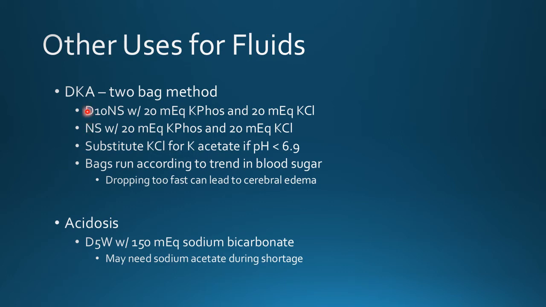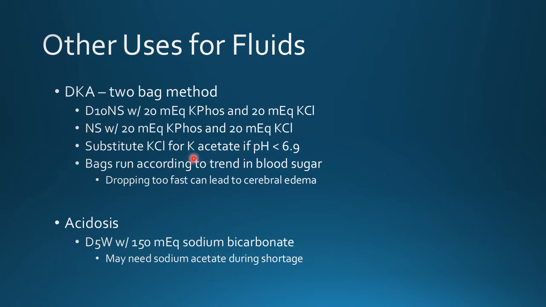Or if their sugar is dropping too quickly, which you'll learn in DKA, you don't want to correct the sugar too quickly if it's been a few days due to cerebral edema concerns, then you can run more of the D10 and shut off some of the NS. So by changing that ratio, you can affect how quickly their sugar is dropping, which is very important, especially in those early days.